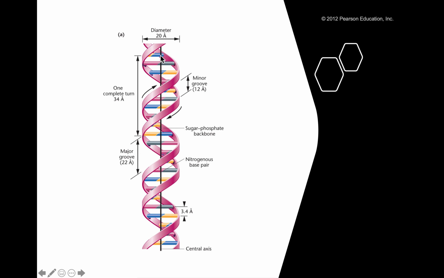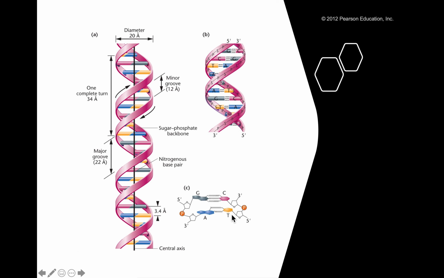So if you look at the center of the molecule, you can see that it's not perfectly symmetrical, right? So you can see that there's a major groove which has a depth of about 22 angstroms, and on the other side there is a minor groove which has 12 angstroms. And we also have to remember that structure dictates function. So the major groove basically binds transcription factors.